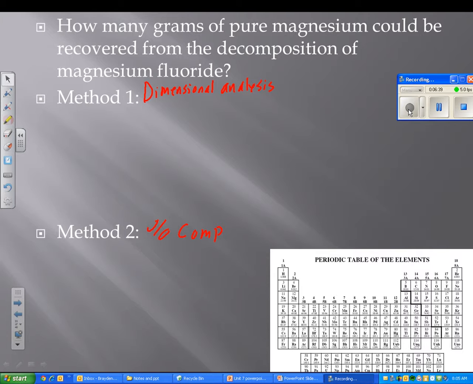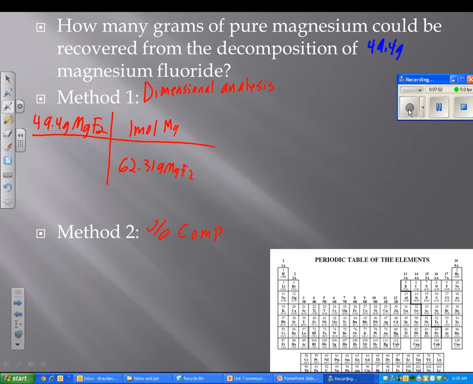First, you need a starting mass, which is 49.4 grams of magnesium fluoride. So now we can start with 49.4 grams of magnesium fluoride, which is MgF2. Molar mass is going to be 62.31 grams of magnesium fluoride per 1 mole of magnesium fluoride.